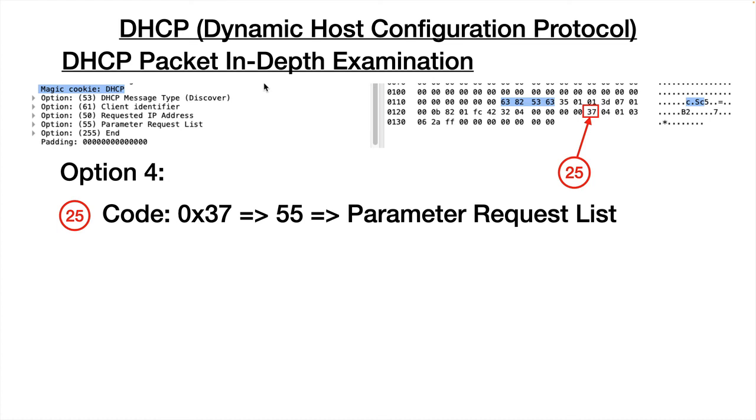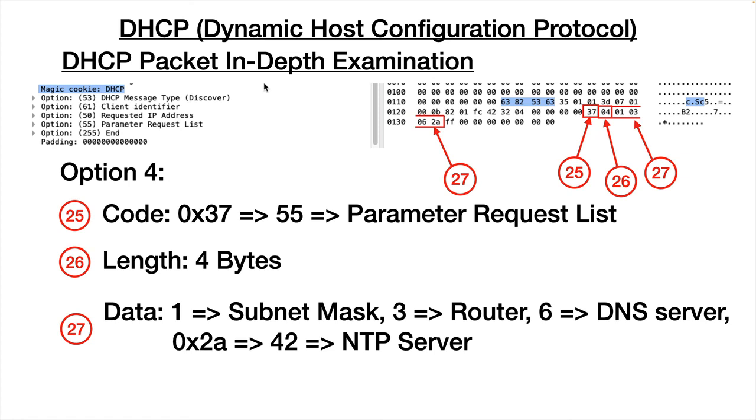The fourth option has an opcode of 37 hex, which is 55, which means I'm going to give you a parameter request list of parameters I'm requesting. The length of that request is 4, and then these are the 4 requests. So the first one, the 1, means I want a subnet mask. 3 means I want a default router. 6 means I want DNS servers. And a 42, which is 2A hex, means I want the network time protocol server address as well.